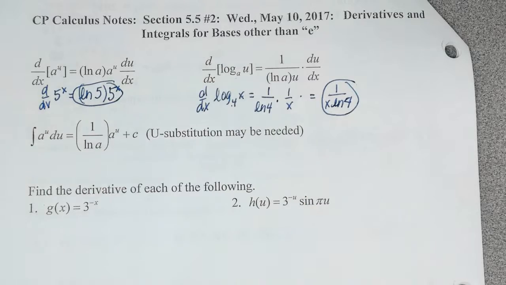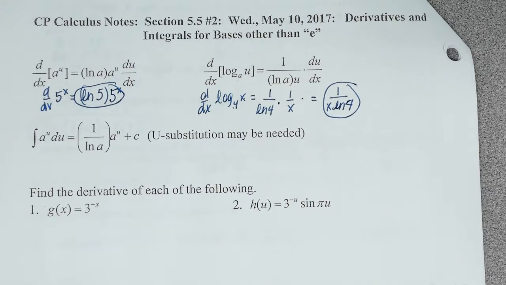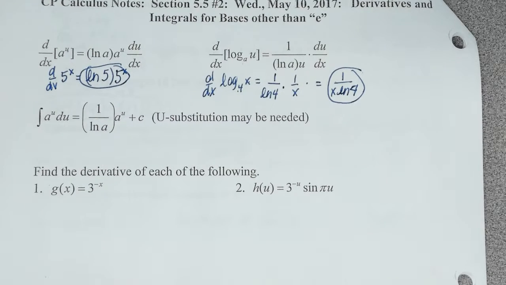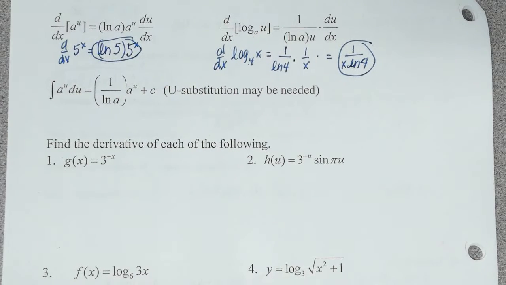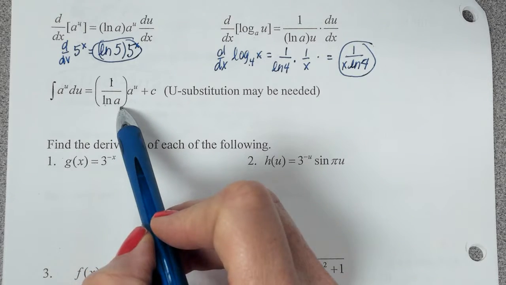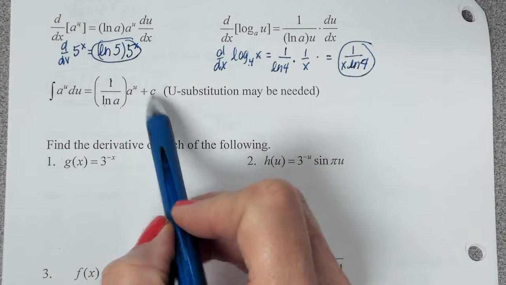Okay, so these look complicated, but it's just because you haven't really practiced doing them. It's just a formula, you just need to be able to apply the formula. If we're integrating a problem where we have a to the u, this integral is going to be 1 over the natural log of a times a to the u plus c.